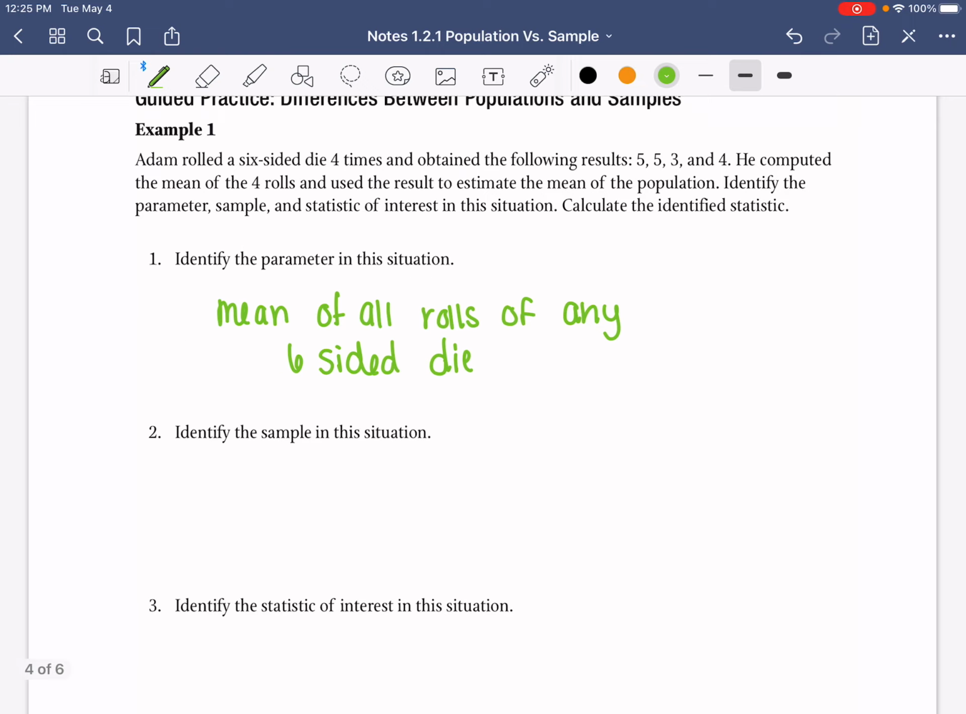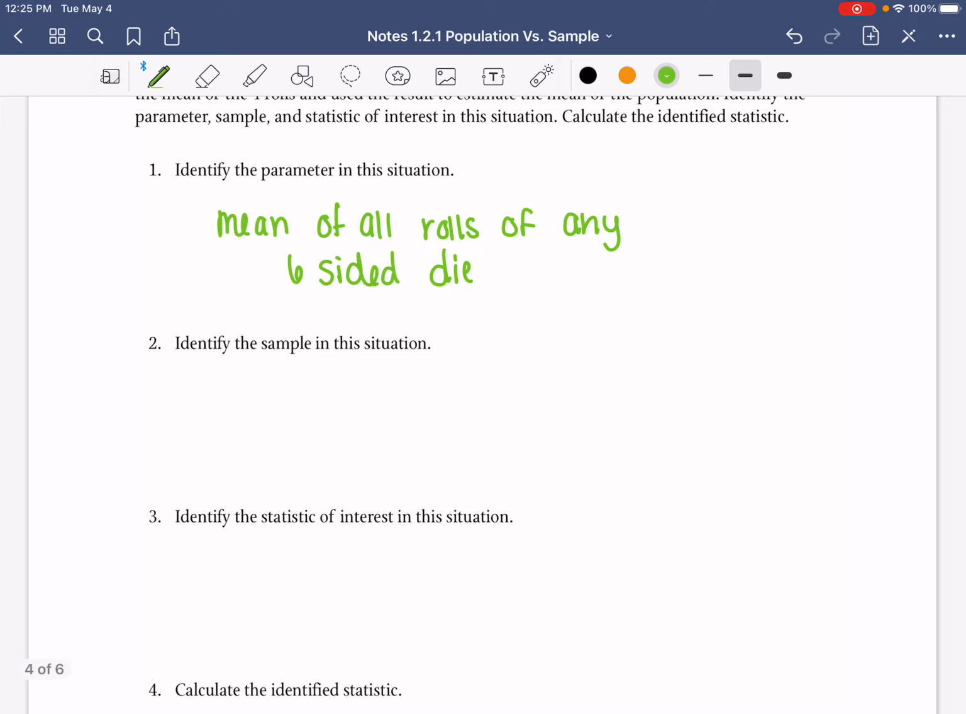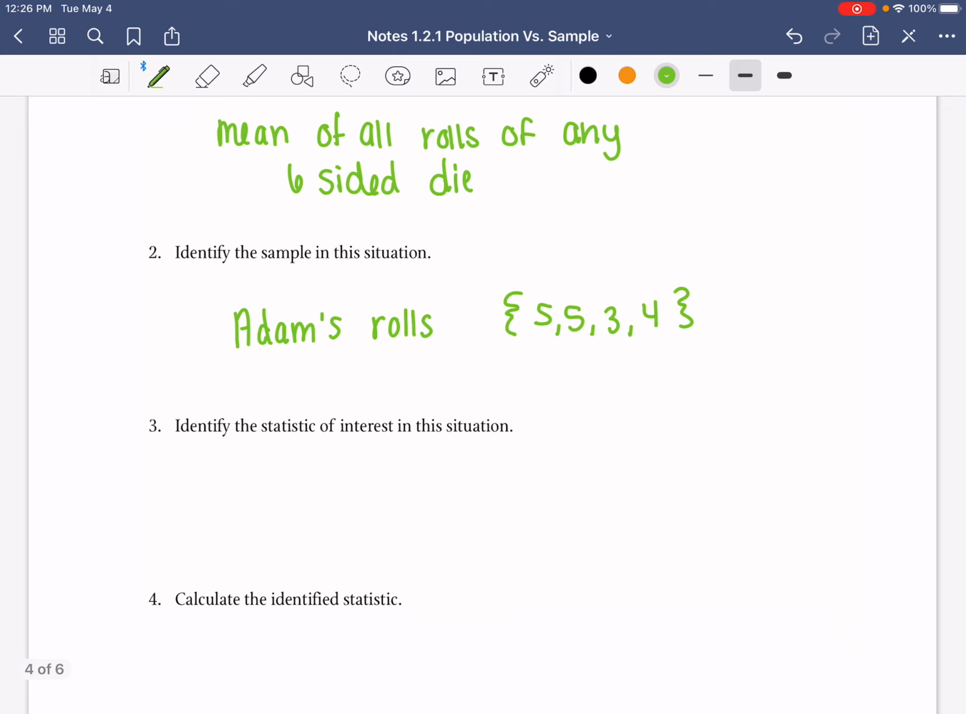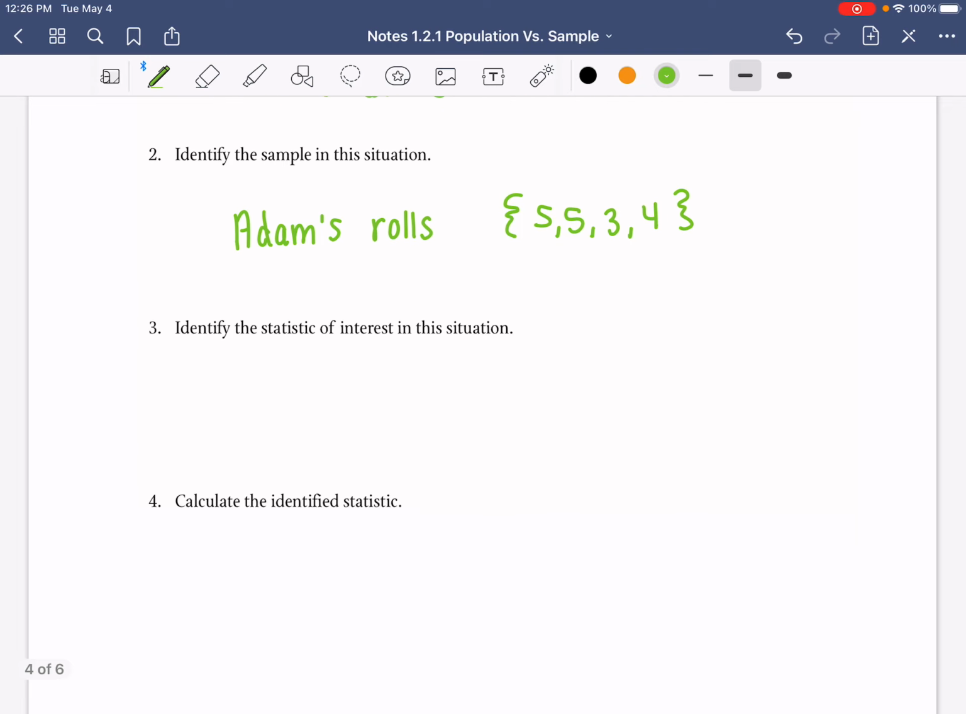Our sample, right, we can't have the whole parameter, we can't have all rolls ever. So we just have Adam's rolls, which were 5, 5, 3, 4. And then our statistic of interest, what we're interested in about Adam's rolls, is basically just the mean. We were trying to find the mean of Adam's rolls.